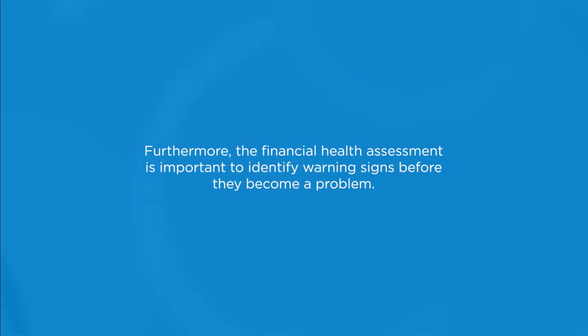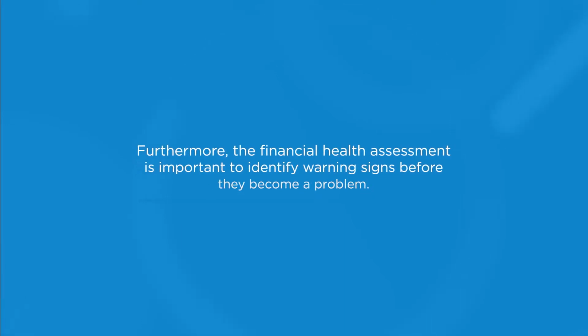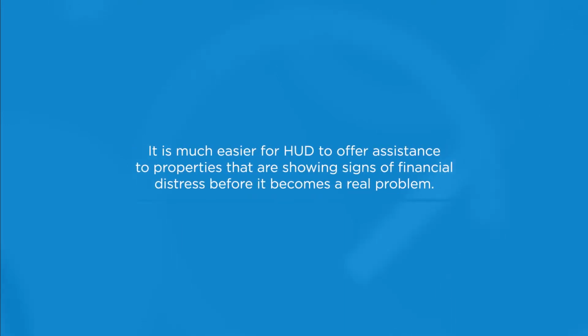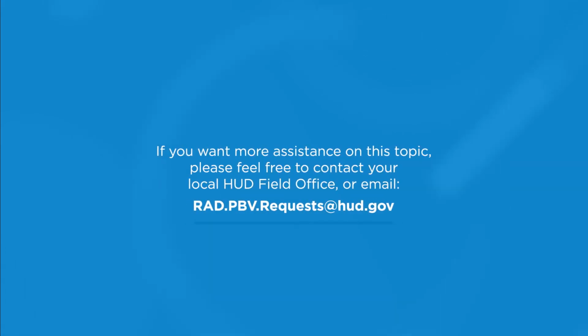Furthermore, the financial health assessment is important to identify warning signs before they become a problem. It is much easier for HUD to offer assistance to properties that are showing signs of financial distress before it becomes a real problem. If you want more assistance on this topic, please feel free to contact your local HUD field office or email rad.pbv.requests@hud.gov.